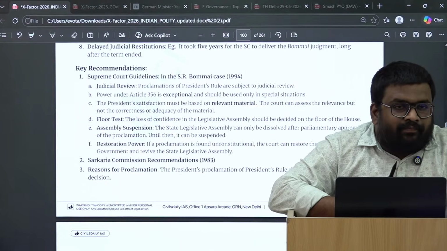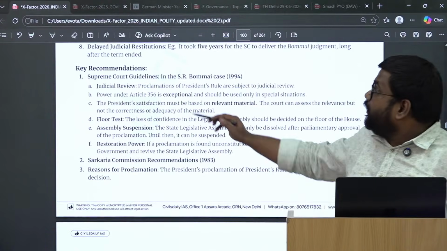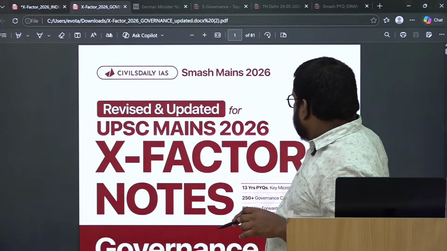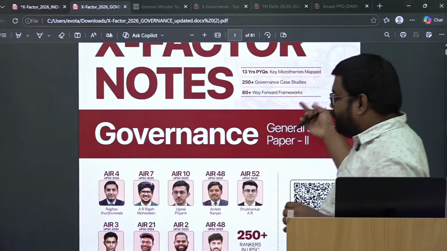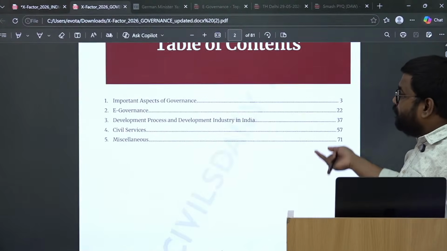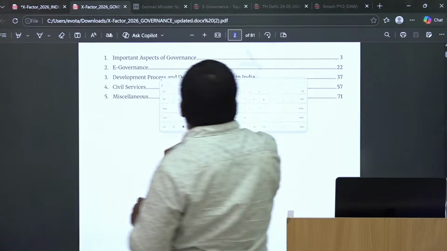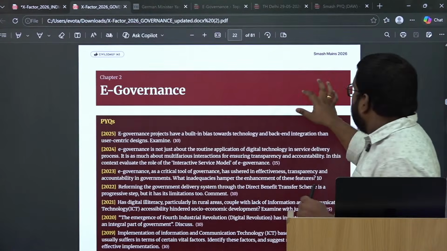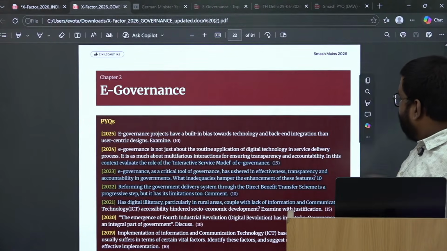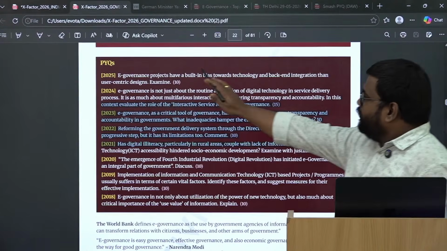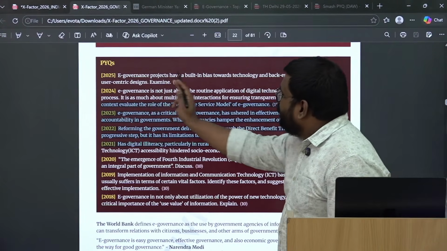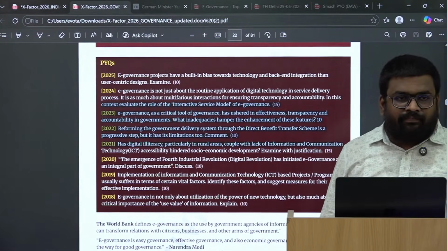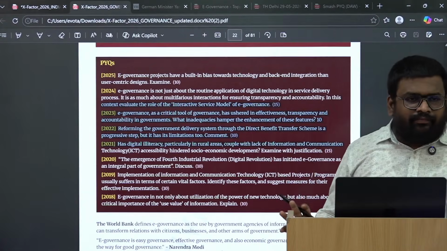अगर आपको execution part आपका सही करना है तो, जैसे for example, if I have to give this, again this is with respect to the governance, the same philosophy, the entire PYQ, जैसे for example अब e-governance अगर हम लें, ठीक है, so e-governance का. Now this is the question in this year कि e-governance projects have built-in bias towards technology and backend integration rather than user-centric designs. ठीक है, उसका क्या आंसर है वगैरह, that doesn't matter. But this is the question.